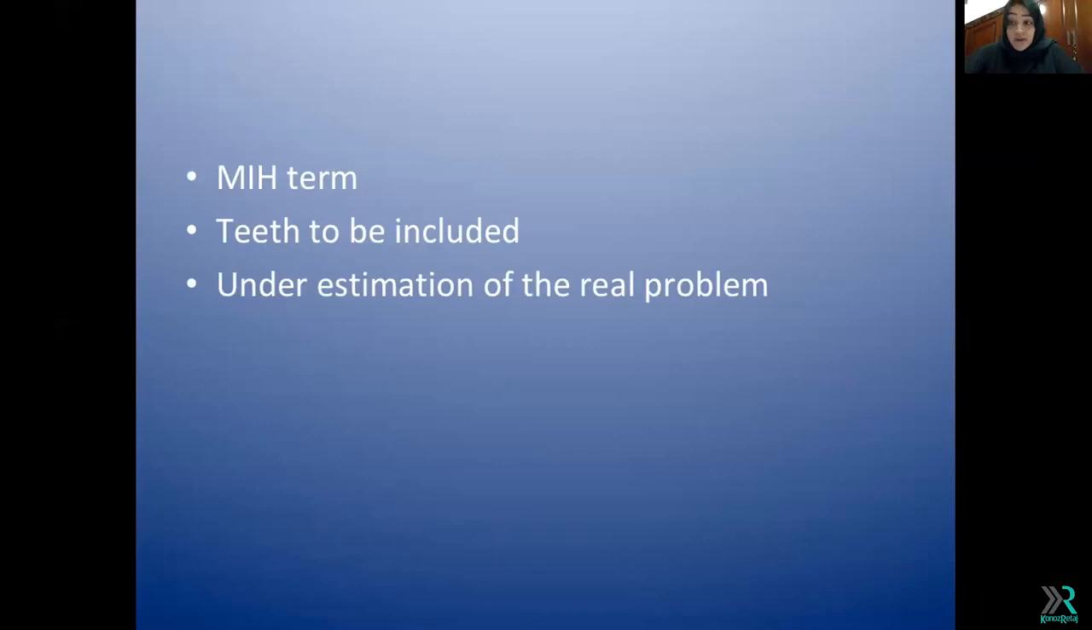So from the previous differences in prevalence studies, we have to shed some light on certain issues. Do we need to modify the term MIH, molar incisor hypomineralization, since as we know, more than the 12 index teeth could be involved, the second primary molar, the permanent canines, and the premolars. So if we don't include these teeth, we might have an underestimation of the real problem and the magnitude of the problem.